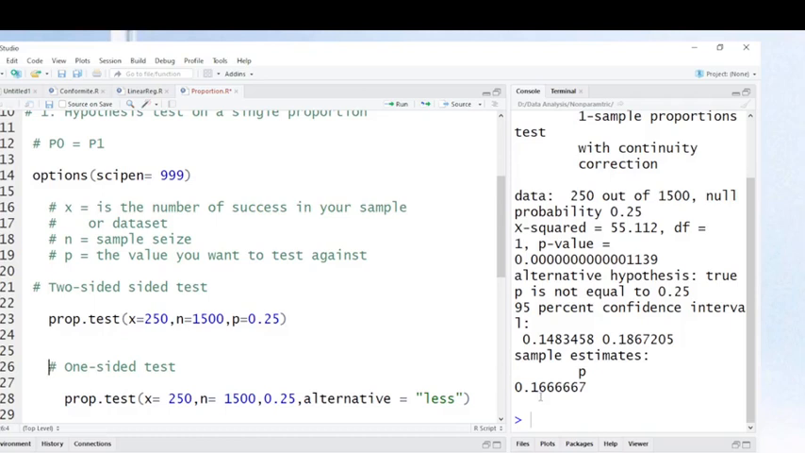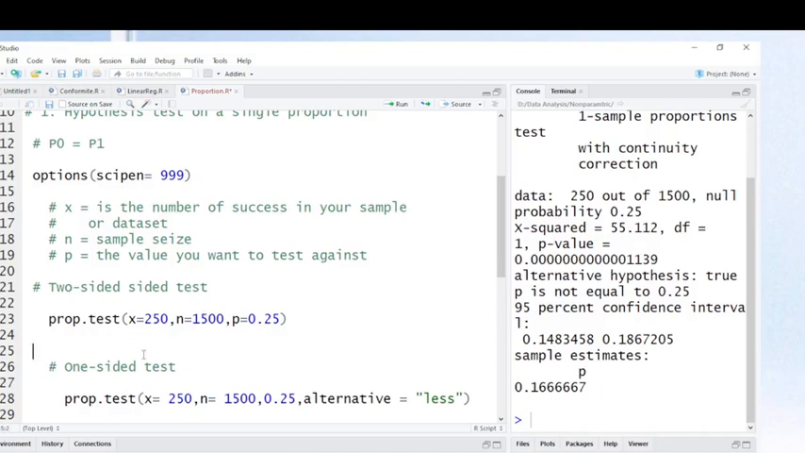0.166, and as you can see, we said that the null hypothesis is that these proportions are equal. 0.16 is equal to 0.25, and as you can see here, the null hypothesis was rejected, and we can conclude that these proportions are significantly different, and you must indicate this statistic and the degree of freedom and the p-value.